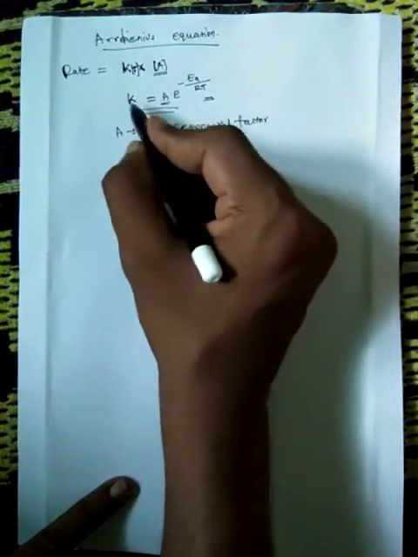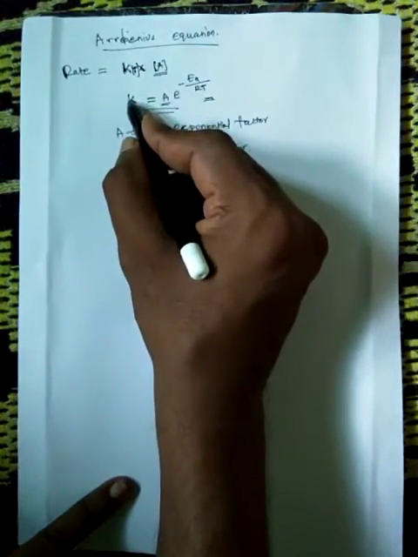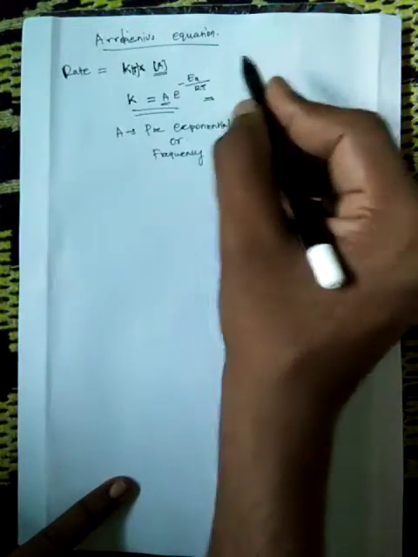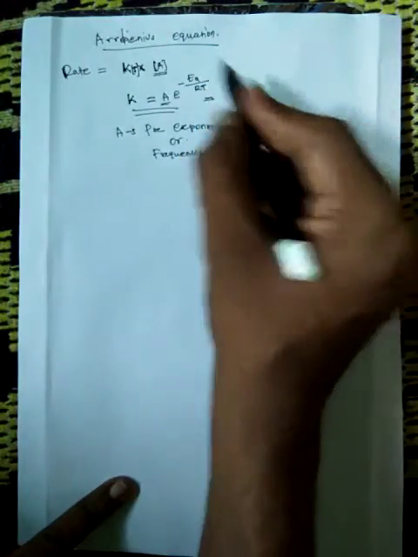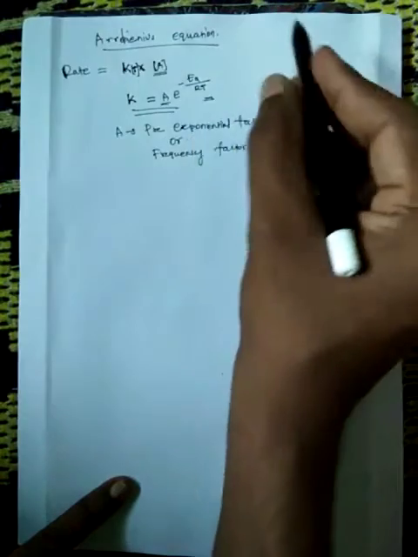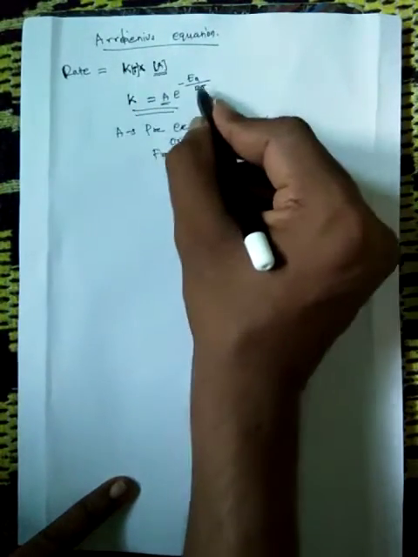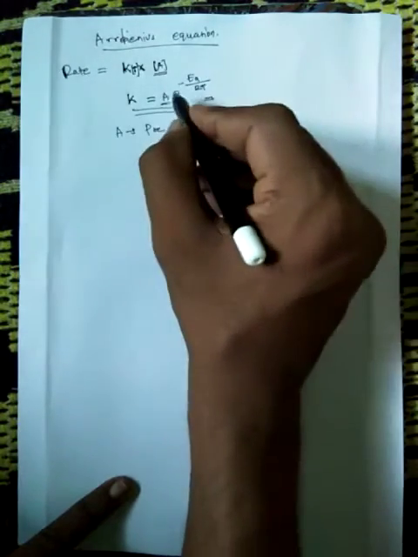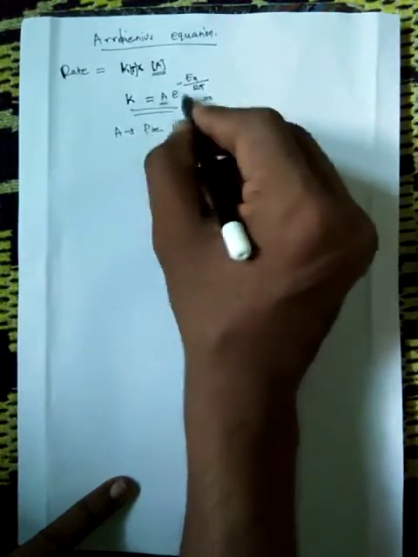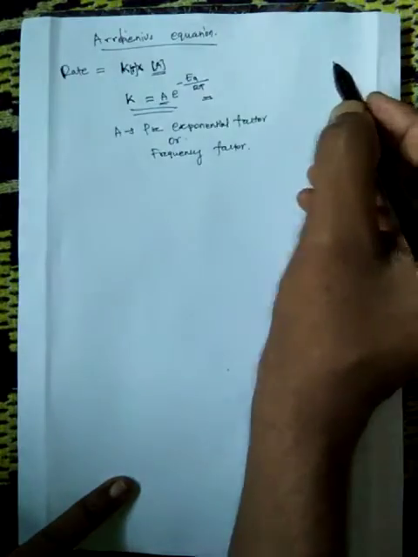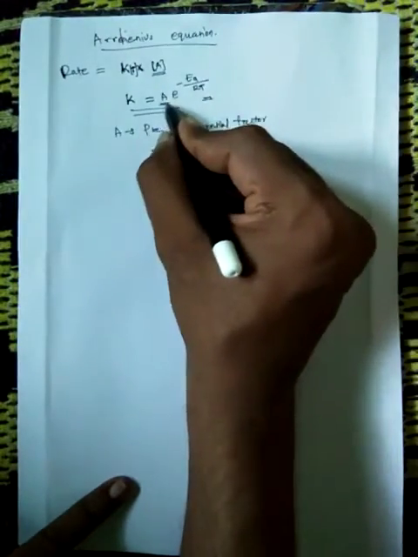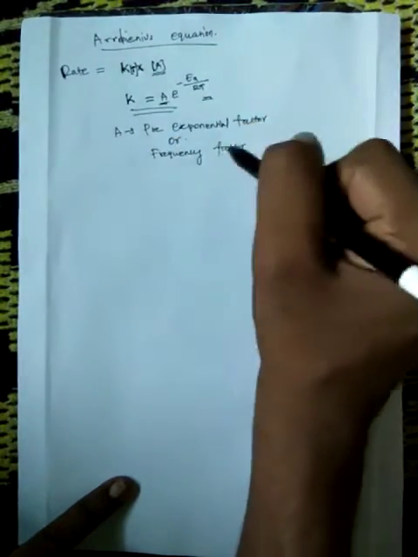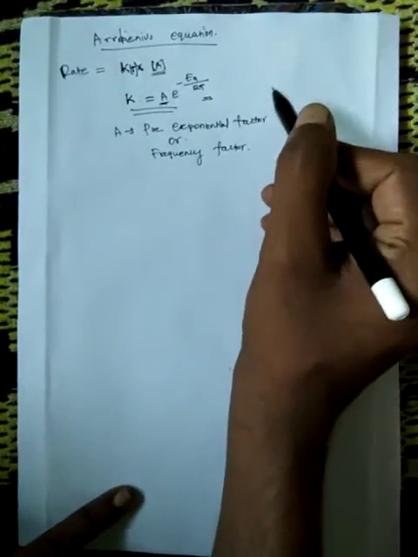So just to recall, the rate of reaction increases when temperature is increased. Arrhenius observed based on the experiment that K is exponentially related with temperature. So based on the experimental observation, he has given this relationship, which is called the Arrhenius equation. In the Arrhenius equation, A is the pre-exponential factor, and this is also known as the frequency factor.